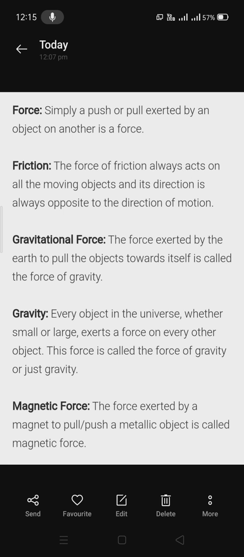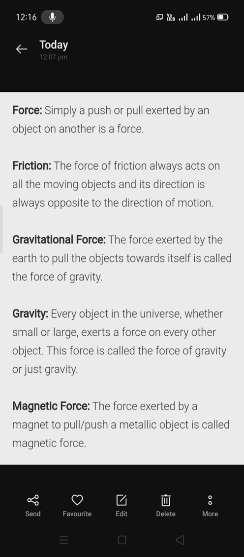Friction. The force of friction always acts on all the moving objects and its direction is always opposite to the direction of motion. Gravitational force. The force exerted by the earth to pull the objects towards itself is called the force of gravity. Gravity. Every object in the universe, whether small or large, exerts a force on every other object. This force is called the force of gravity or just gravity.